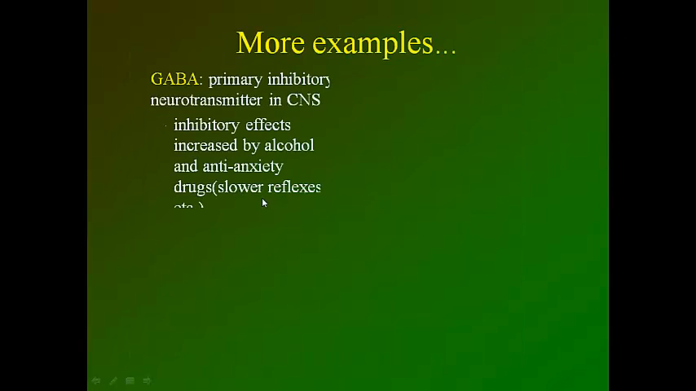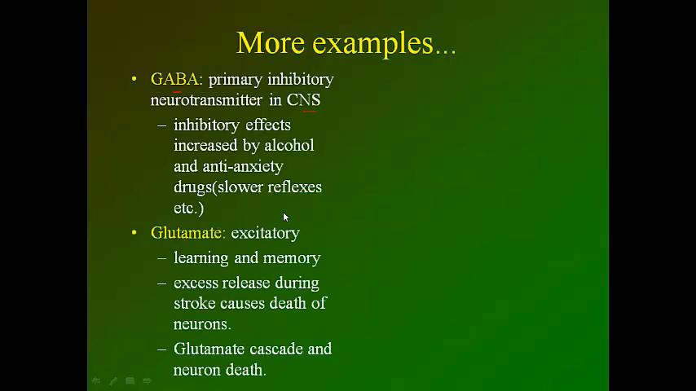A couple more examples. GABA, which is actually an abbreviation for a long neurotransmitter name. I'm not concerned that you know the big name. It's inhibitory in the central nervous system. When someone drinks alcohol, what happens is this neurotransmitter becomes more prevalent. So things slow down. People don't think as well. They don't have as good reflexes, so their driving is going to be affected. So alcohol affects the amount of GABA in the brain.